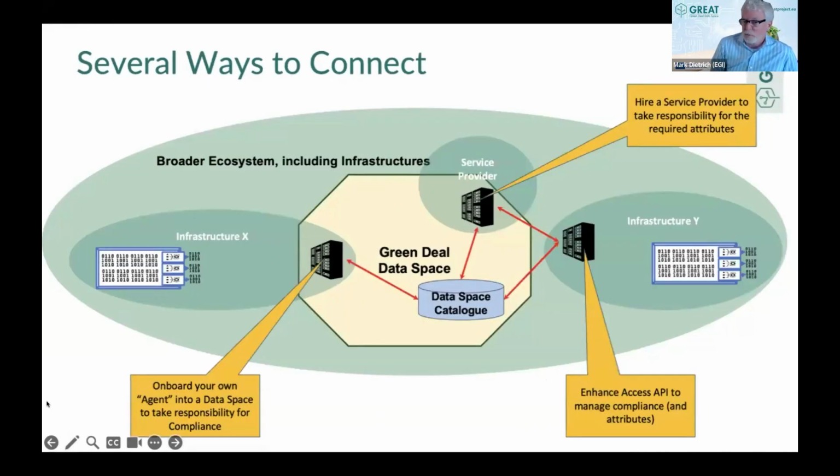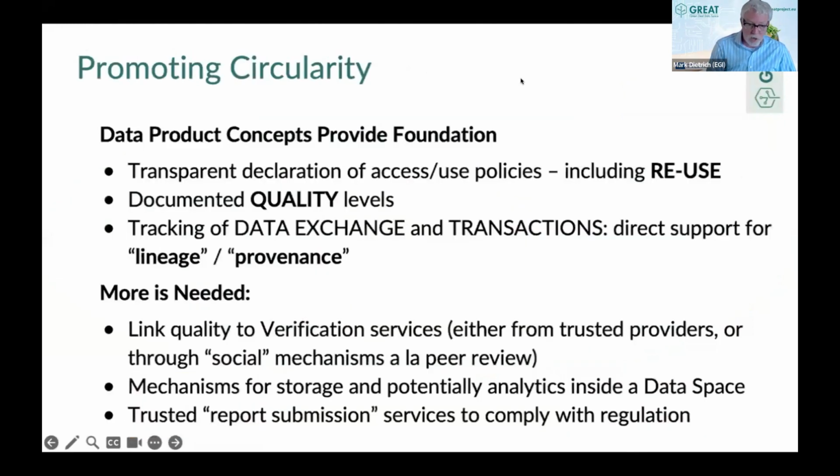And as a last possibility, we might be able to bring in service providers who can step in and act as an agent for infrastructure Y, who would mediate between the request from the Green Deal data space and the actual infrastructure, to take responsibility for compliance and for providing the right kind of attributes. So those are a couple of possibilities. I don't think they're exhaustive, but a few possibilities. And I know that CREAF and AD for GD are in fact testing some of these.